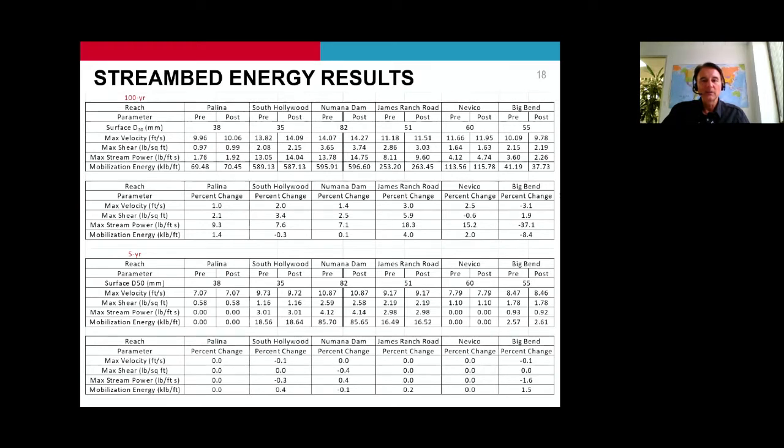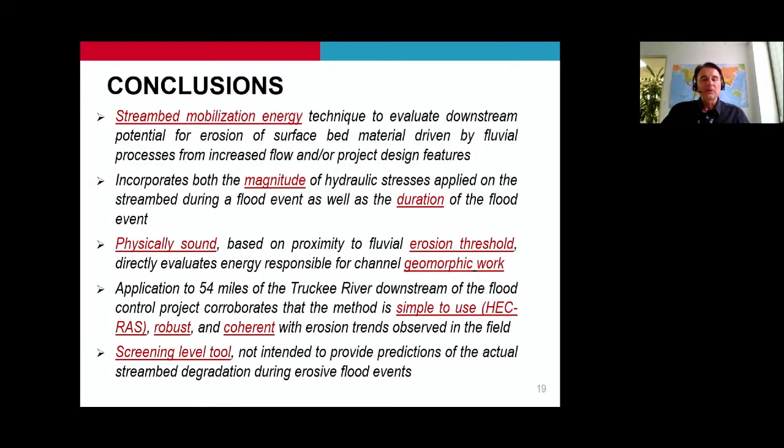As you can see, even though the maximum local increase in stream power is about 18% for post-project conditions in this James Ranch Road reach, the maximum erosion energy has increased only 4% in that reach for the 100-year flood. In fact, there are two reaches, Big Bend and South Hollywood, where the energy dropped for post-project conditions, indicating less erosive impact for the project conditions. Another important conclusion from this evaluation is that the project has insignificant impacts on the 5-year flow, doing 99% of long-term geomorphic work. In summary, the streambed mobilization energy technique was developed in this work to evaluate potential for erosion of surface bed material and downstream project impacts from increased flow or other project design features affecting fluvial erosion.